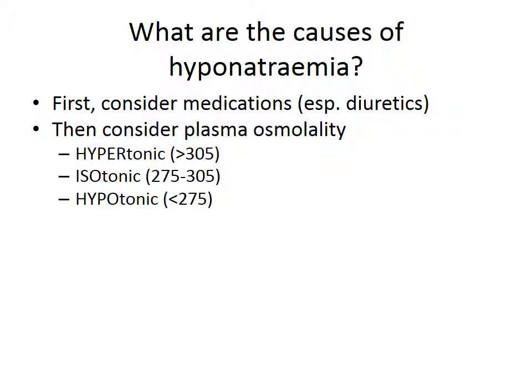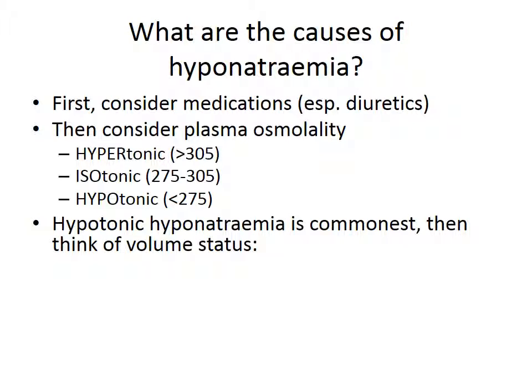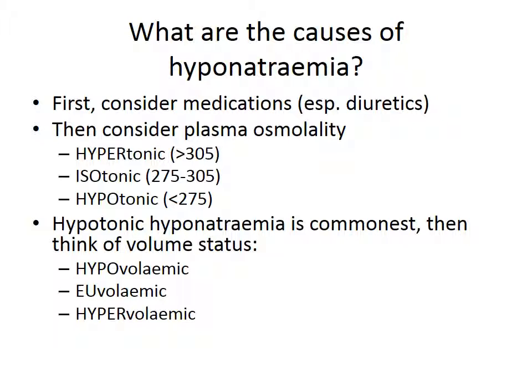So this gentleman has a hypotonic hyponatremia, and hypotonic hyponatremia is actually the commonest cause of hyponatremia after diuretics. When dealing with a hypotonic hyponatremia, you need to think about the volume status of the patient, whether that's low, normal or high, so hypovolemic, euvolemic or hypervolemic.